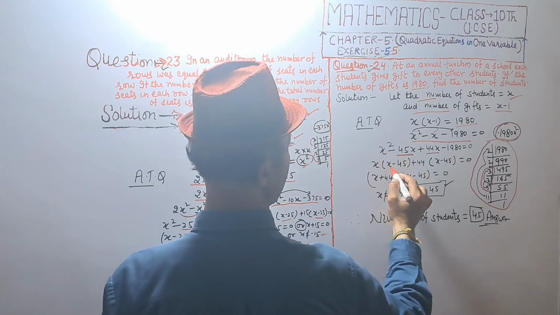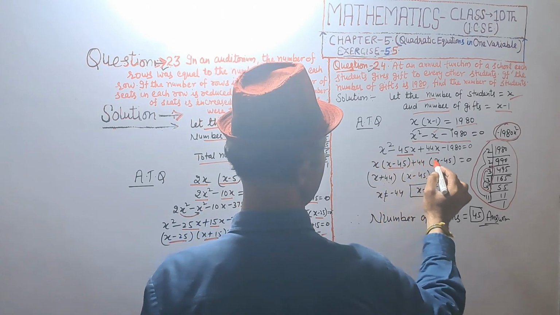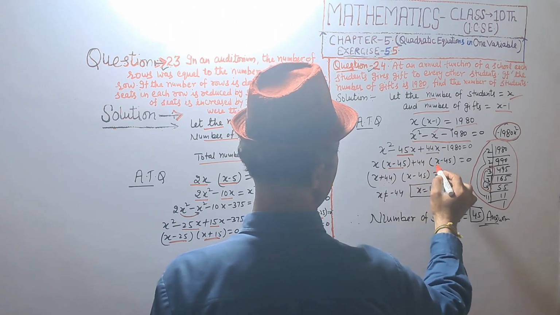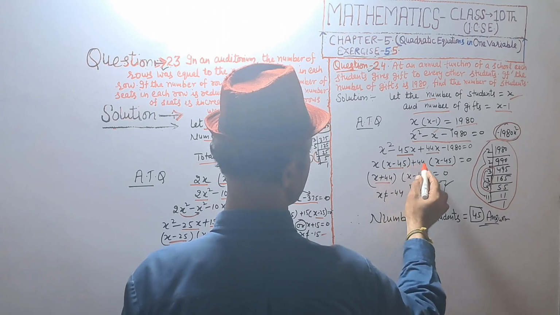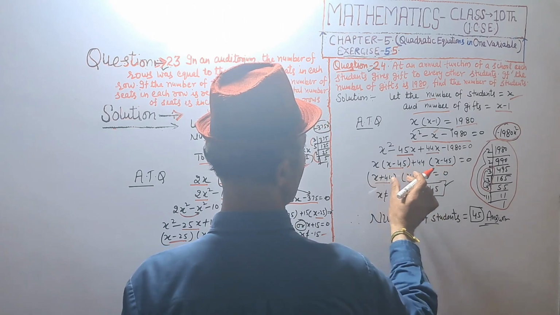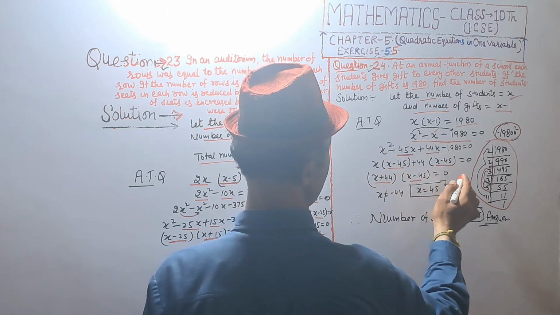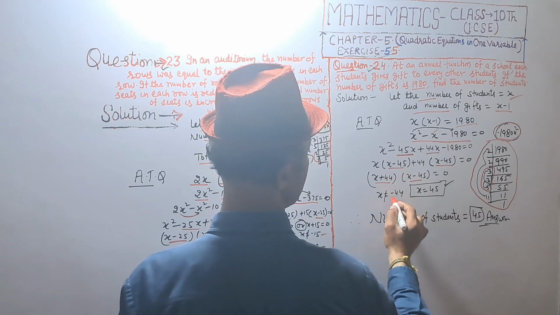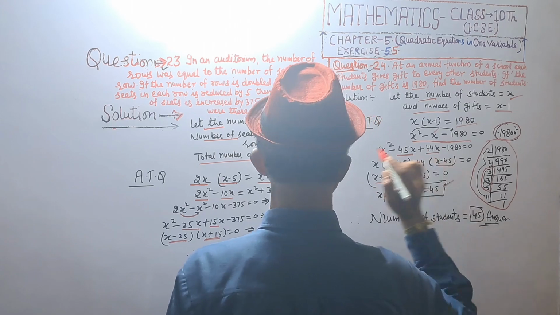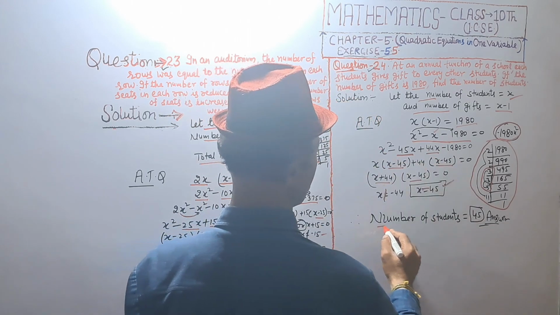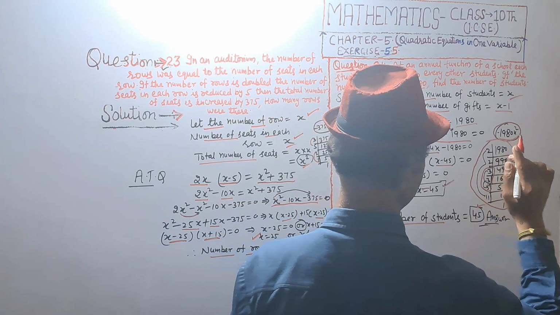We are taking common x in bracket x minus 45 plus 44 common, x minus 45 in bracket equal to 0. x plus 44 is one root, other root x minus 45 equal to 0. x is equal to minus 44, x equal to positive 45. So the number of students equal to 45, answer.